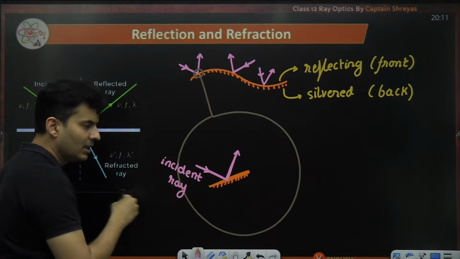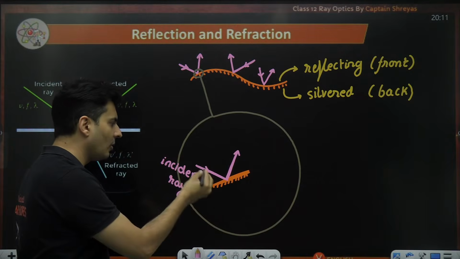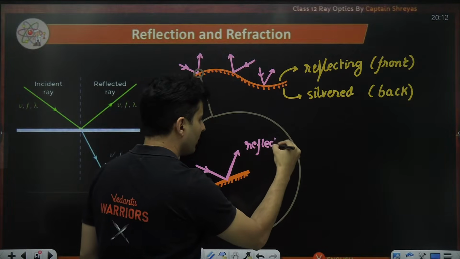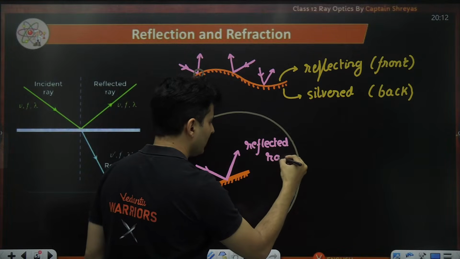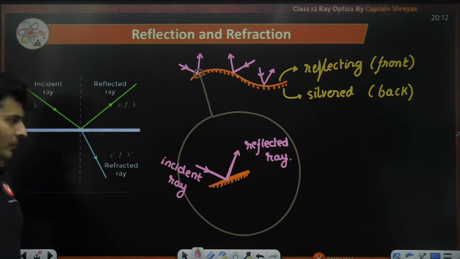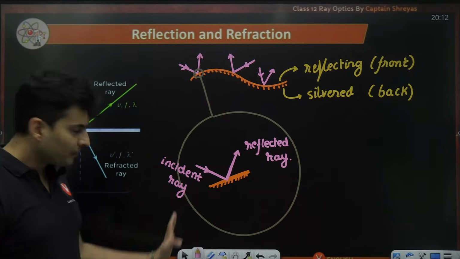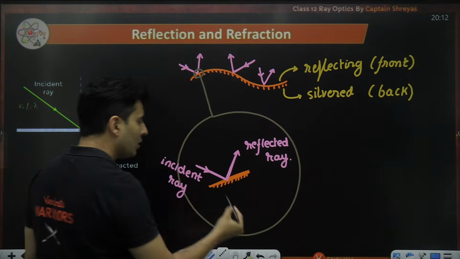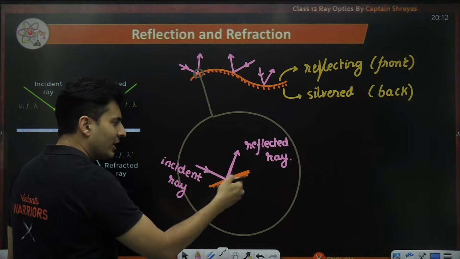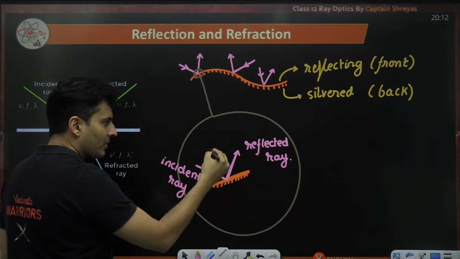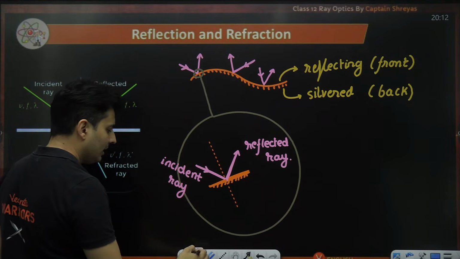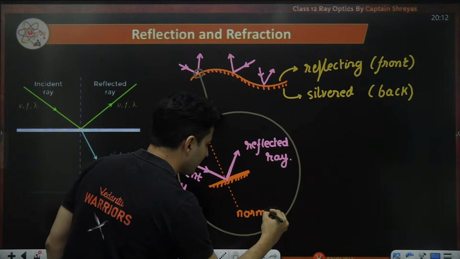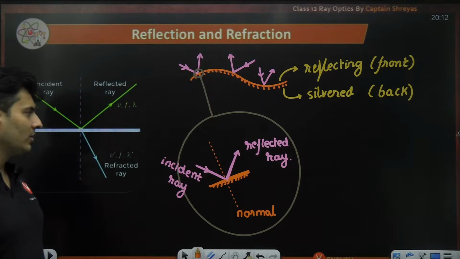A ray has a direction. A line does not have a direction. So a ray is always drawn with an arrow mark. And this is then called your reflected ray. Okay, everybody with me? Now, if you draw a perpendicular to that part which is acting like a mirror, that perpendicular is called the normal to the surface.